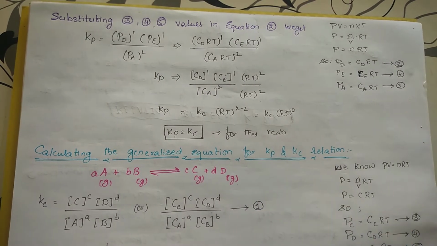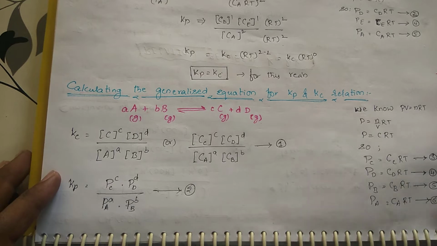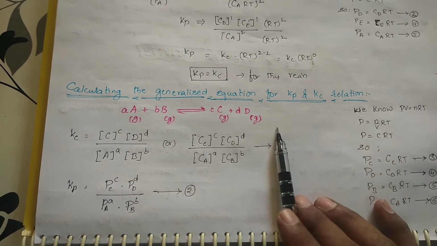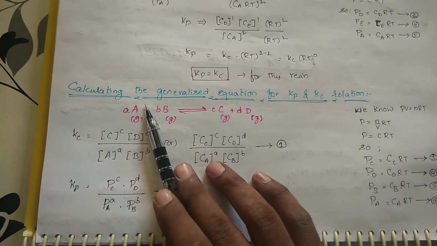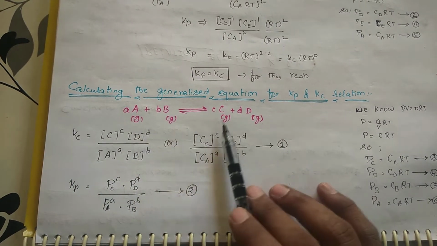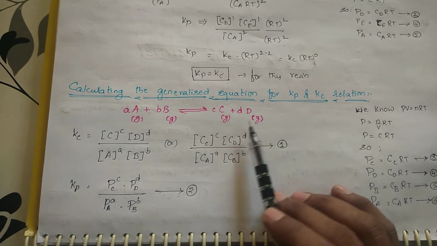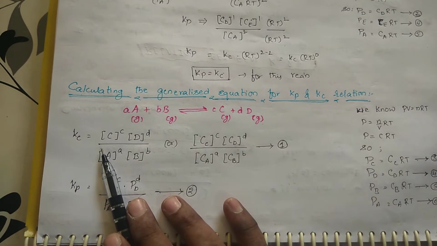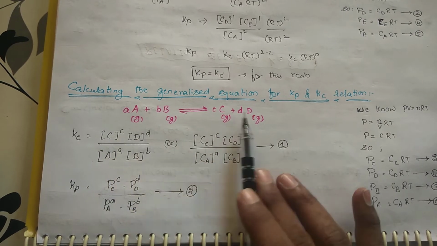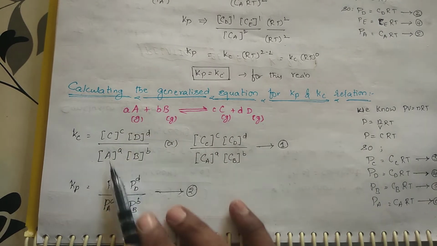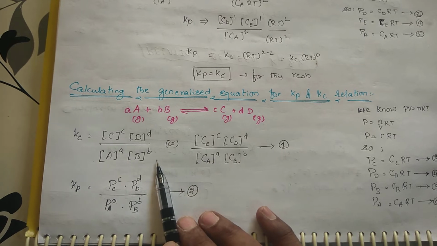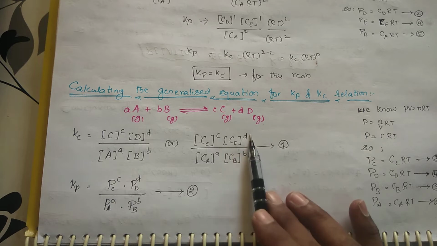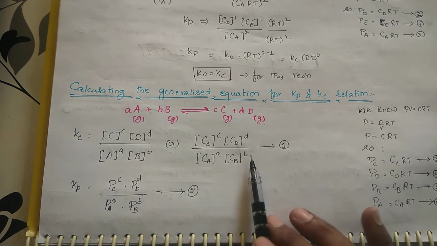Instead of that I am giving the generalized equation. See once here, this is a stoichiometric coefficient, all I am taking in the gaseous state. a moles of A in gaseous state, b moles of B gaseous state, c moles of C in gaseous state, d moles of D in gaseous state. If I want to write Kc, how will I be writing? Concentration of C whole power c, concentration of D whole power d, concentration of A whole power a, concentration of B whole power b.